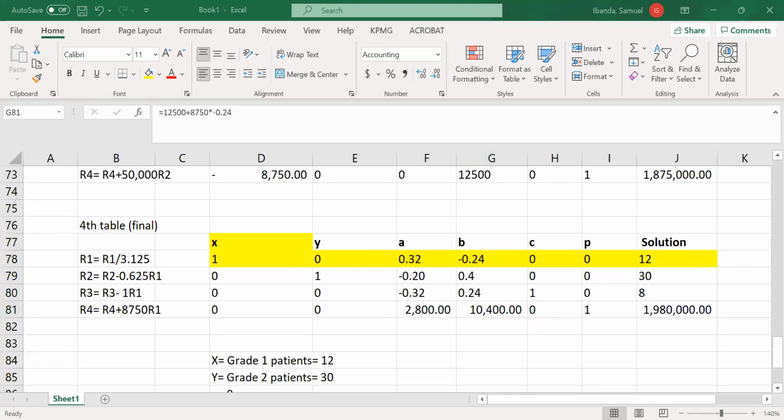So the 2,800 and the 10,400, we regard them as dual prices. Basically, the prices for doctors' time and the drug supply within the week, because these are scarce resources. So that is what exactly happens. That is what the examiner basically needed in this section. So I hope that you can be able to get anything here. Any questions?